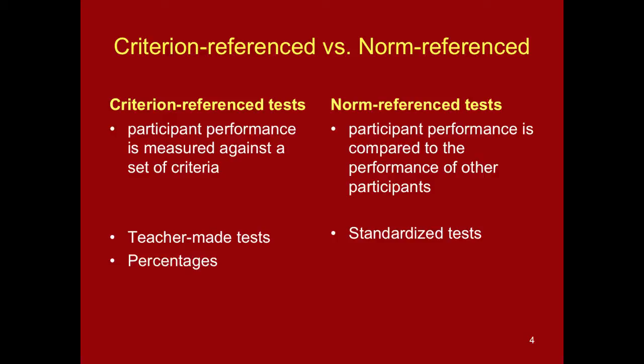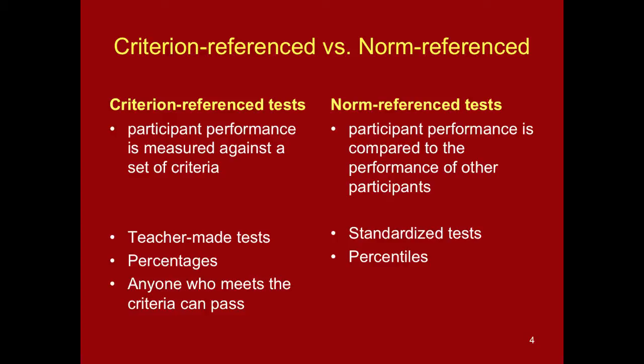You may have received a percentage as a score on a criterion-referenced test, while norm-referenced tests would give you a percentile, so you would know where your performance lies in comparison to others. So if you received a 95% on a criterion-referenced midterm, this means that you mastered 95% of the material being tested. On the other hand, if you were in the 95th percentile on the standardized test, this would mean that your performance outscored 95% of the other participants. On a criterion-referenced test, anyone who meets the criteria can pass the test. This is not true for a norm-referenced test.